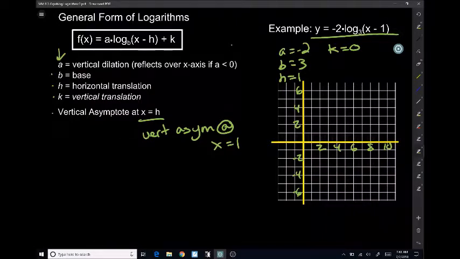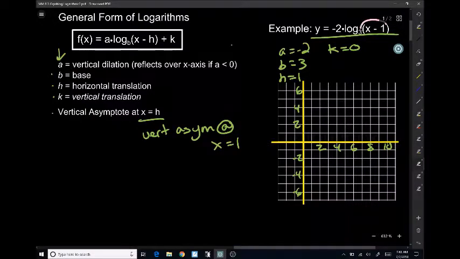What I'm going to do now is plug in what I call smart points. This is one of the ways you'll see me do a lot of this graphing, by plugging in smart points. I want to take this and have this x minus 1 come out to things that are powers of 3. I want x minus 1 to come out to like 3 to the negative 1, 3 to the 0, 3 to the 1, 3 to the 2.